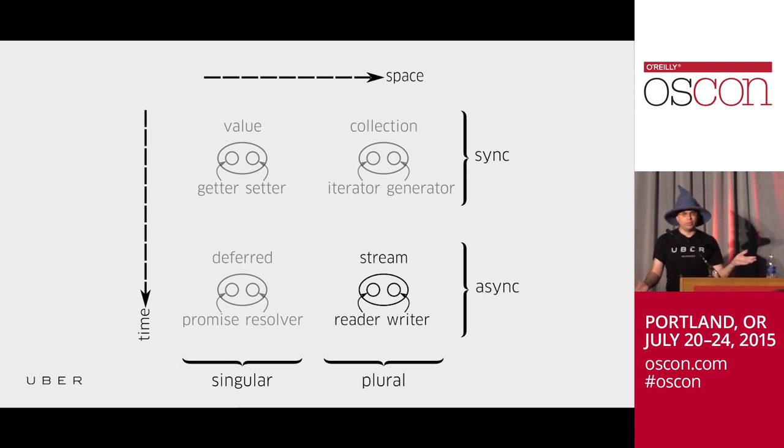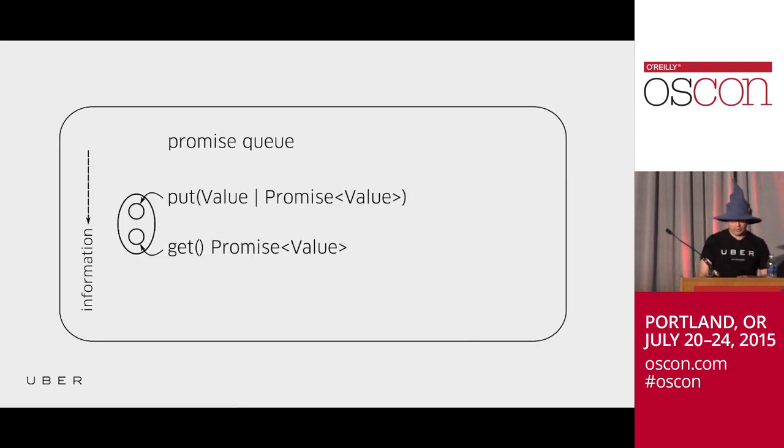So, to our riveting conclusion, streams, where we triangulate from what we did to make singular into plural with collections, with iterators, and what we did to a value to make it asynchronous. Between these two things, we get a stream which has a reader side and a writer side, the producer and the consumer. And it's important to separate these things. Things get ugly when you have an object that is serving both roles.